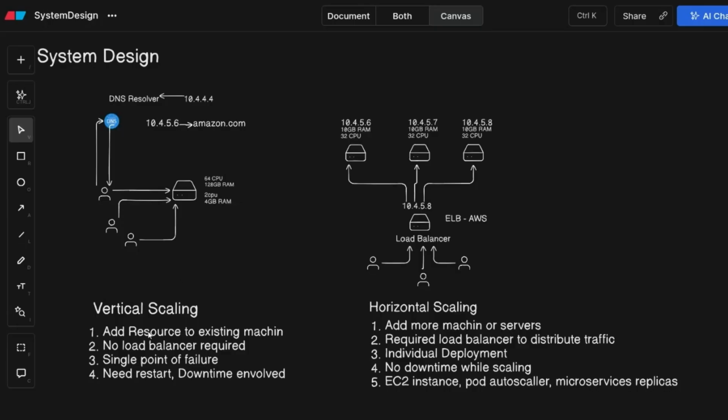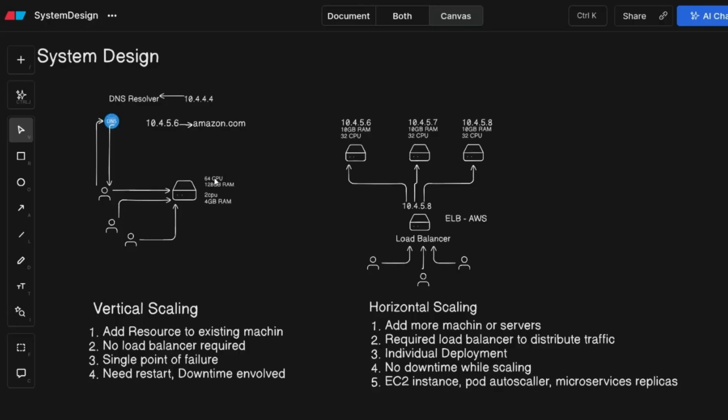In order to distribute the traffic, we don't require a load balancer here because the traffic comes directly from a client into the server. And this is considered a single point of failure, because if our server goes down, the application goes down. And in order to add more resources to the server, we have to restart the application.